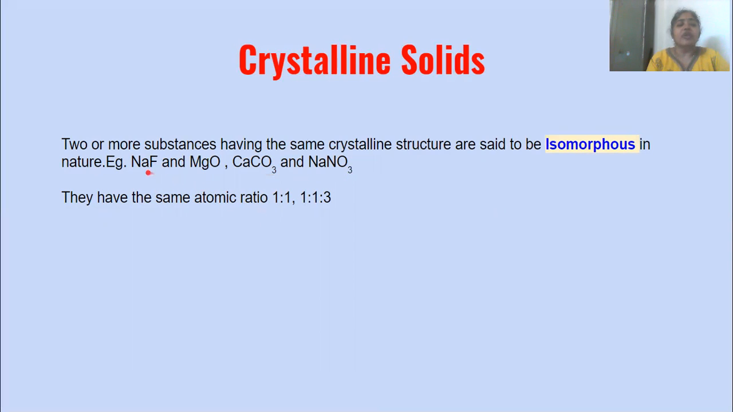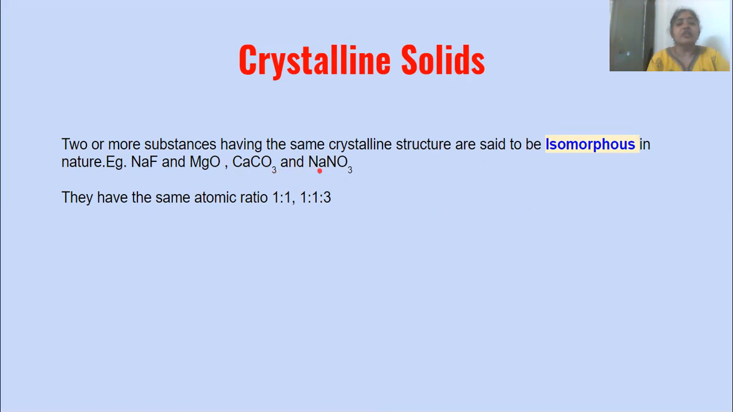Since sodium chloride and magnesium oxide exhibit the same atomic ratio of 1 is to 1, their crystalline structures are also similar. Similarly, in the case of calcium carbonate and sodium nitrate, the atomic ratio calcium to carbon to oxygen is 1 is to 1 is to 3. And similarly in sodium nitrate, it is 1 is to 1 is to 3, sodium to nitrogen to oxygen. So since the atomic ratios are similar, the crystalline structures are also similar for calcium carbonate and sodium nitrate.